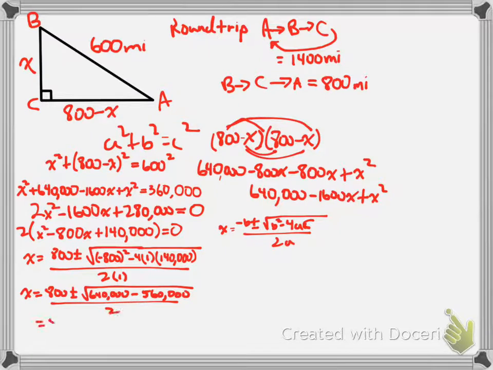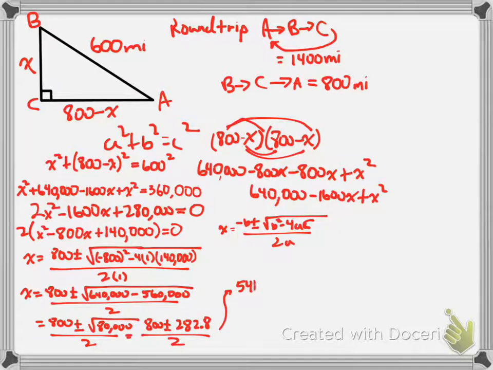So simply we just subtract, the quadratic formula, subtract the discriminant, the square root portion. So you get 80,000 inside, all over 2. And we're just going to take the square root of 80,000, which is around 282.8, I rounded. When you add 800 and 282, you're going to get 541.4. And then when you subtract and divide by 2, you're going to get 258.6, which if you add the 2 up, they make 800, which is our grand total for the 2 legs anyway. So that's how you find the answer.